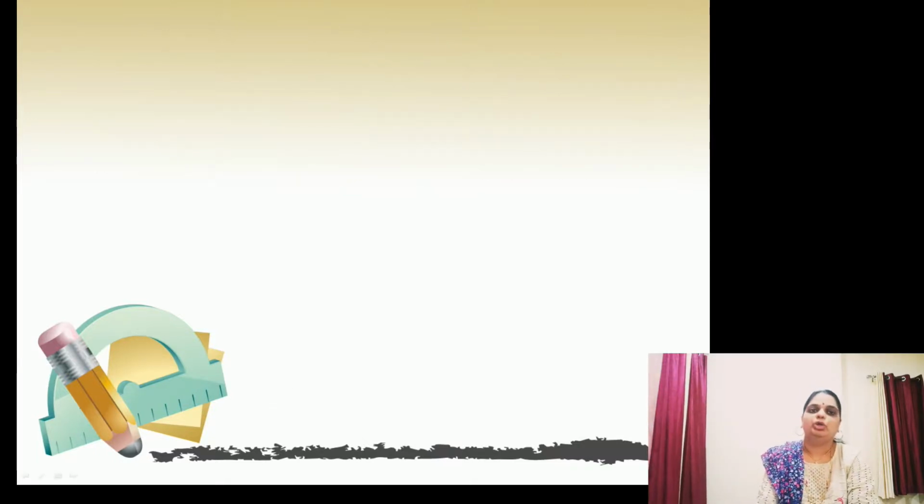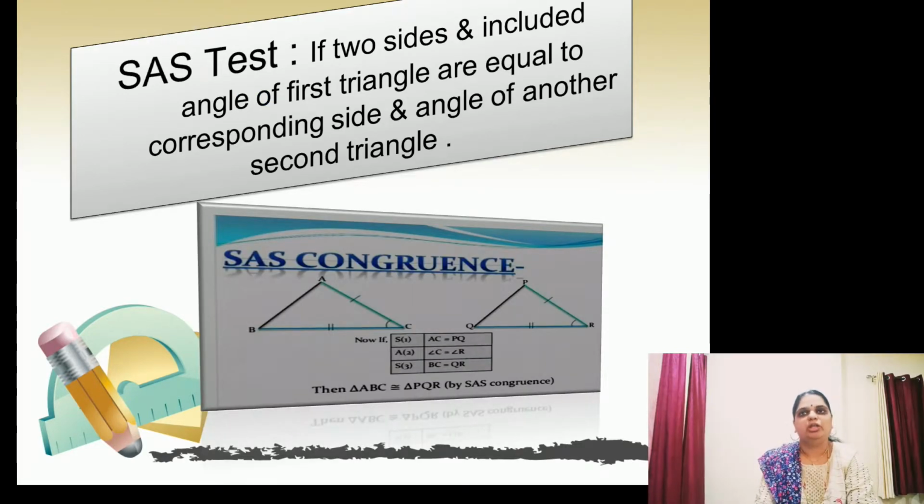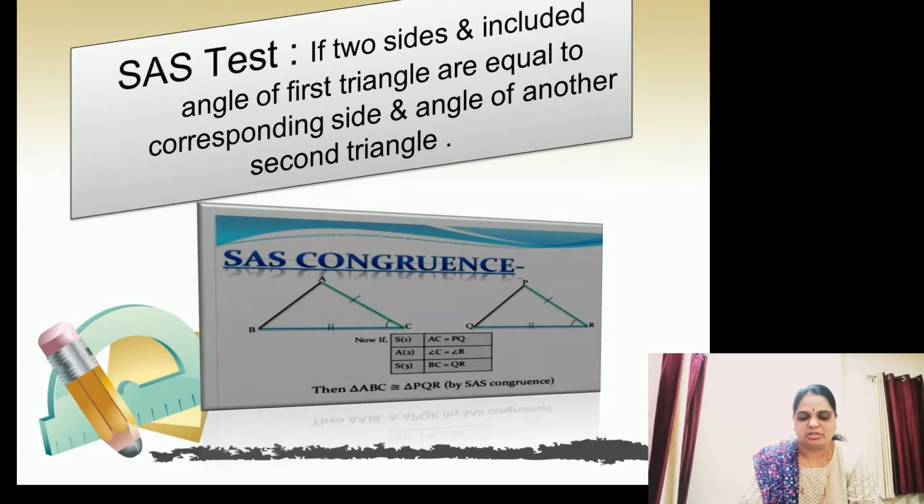SAS test: if two sides and the included angle of the first triangle are equal to the corresponding sides and angle of the second triangle, it is the statement for the SAS test. SAS congruence means, see in this figure triangle ABC and triangle PQR. We see that AC is congruent to PR, angle C is congruent to angle R, BC is congruent to QR. That means the angle is included between AC and BC, and in the second triangle, the angle is included between PR and QR. That means triangle ABC is congruent to triangle PQR by the SAS test.